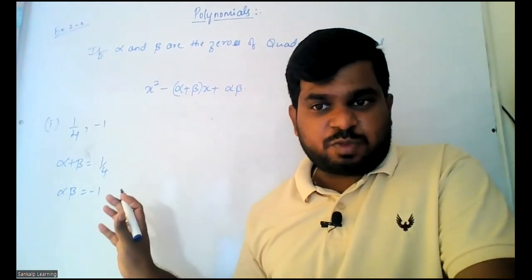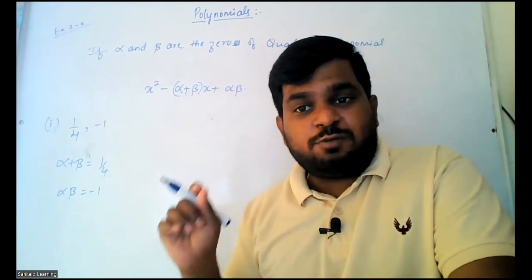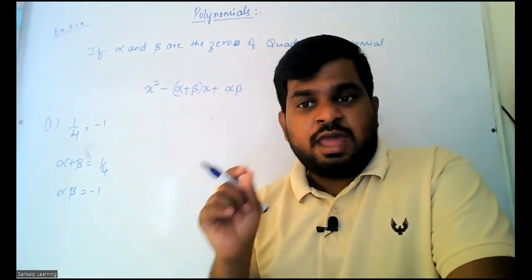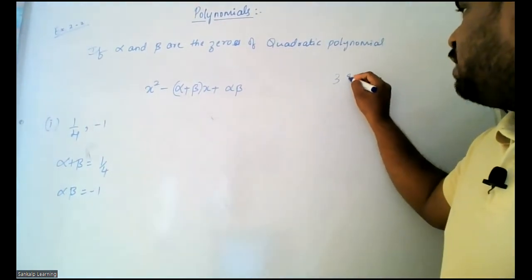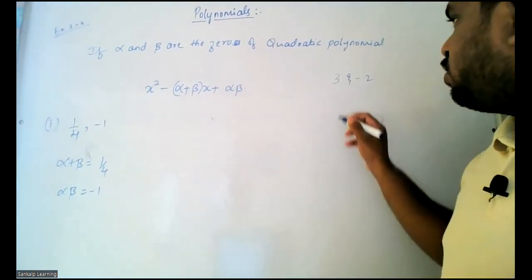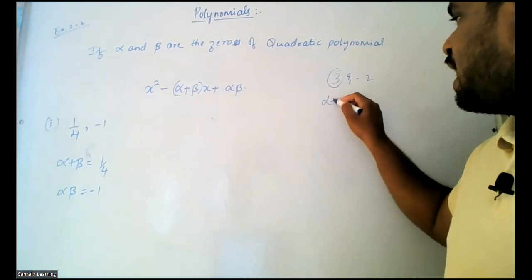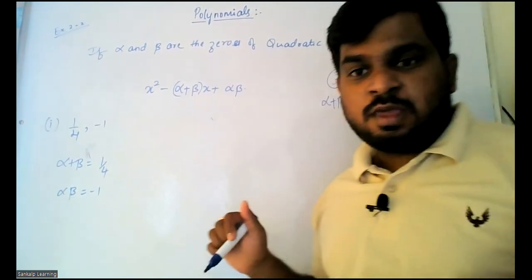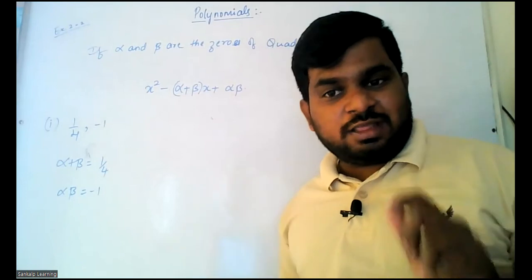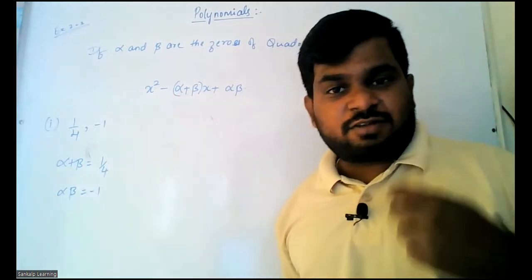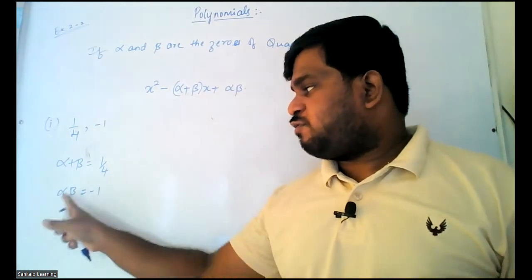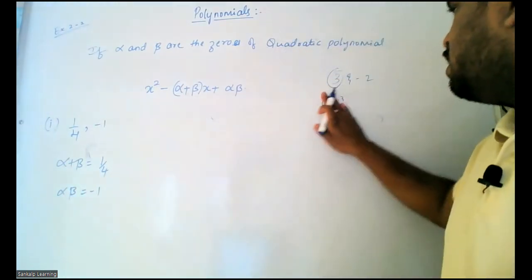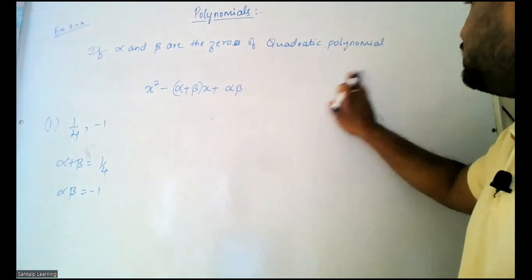They have given it. Okay, sometimes they might give you only alpha and beta. For example, if the zeros are 3 and minus 2, find the quadratic polynomial. Do not consider this as alpha plus beta, because the question is only the zeros. Here in the question, they have clearly mentioned that it is the sum of zeros. So alpha plus beta is 1 by 4, alpha into beta is minus 1. So if you substitute in the formula, easily you will get it.